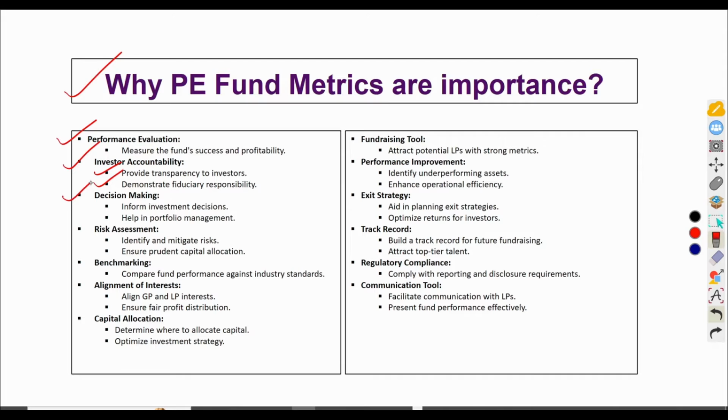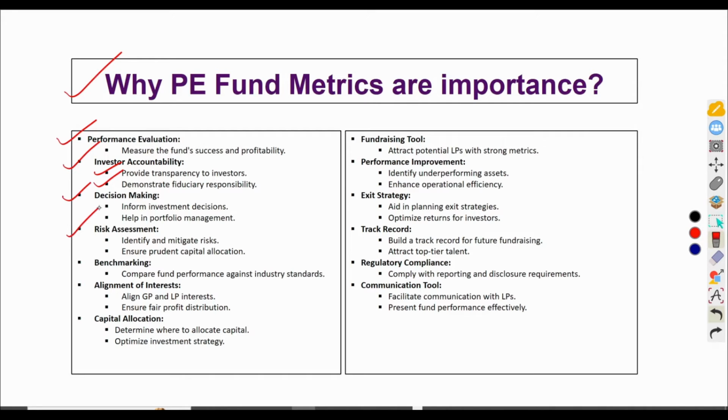Third point here is decision making. If you have metrics in place, then you can easily take decisions. You can easily evaluate the different portfolios. You can easily change the investment strategies. If you don't have metrics in place, then it would be very difficult to check the line by line transactions and then take the investment decision. But as we discussed, with metrics in place, they help the fund managers take investment decisions.